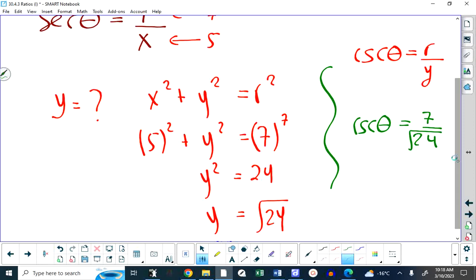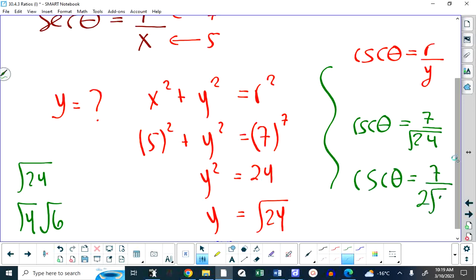Why not, Thomas? You can take the 24 into 2 with 6. Okay, so I can take the 2 out. Root 24 can be simplified. I'll just show that here. It's root 4, root 6, which is 2 root 6. Cosecant of theta equals 7 over 2 root 6. Is everybody okay with it now? Should be plus or minus. Right. When we take the square root, it's plus or minus.